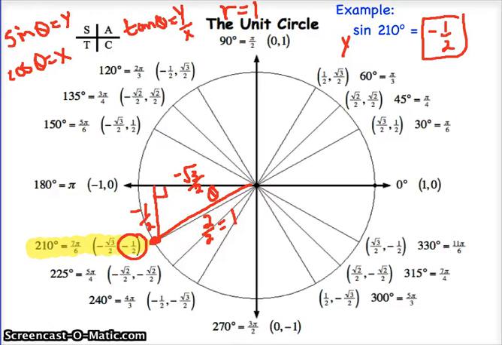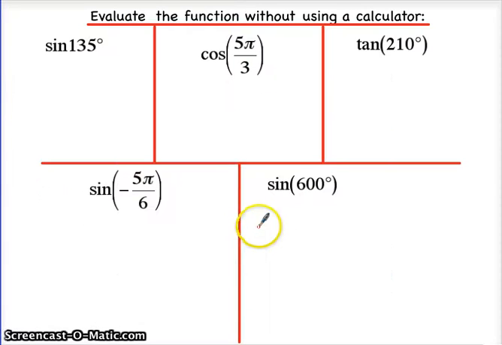So, using your unit circle, go ahead and try these 5. If you don't have a unit circle in front of you, you can always write down these 5 and then turn or reverse the video a little bit and pause it so that you can look at the unit circle that was on the previous page. Or you can always draw your own.